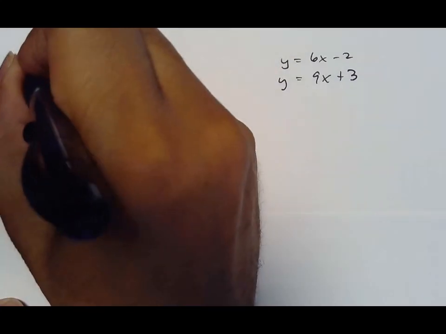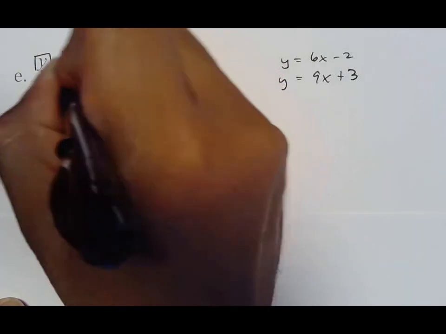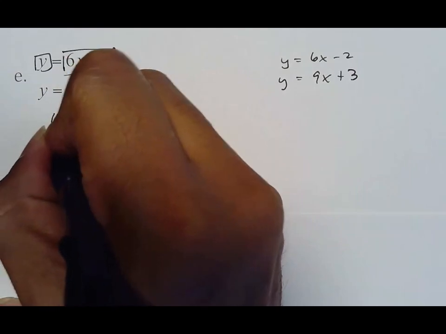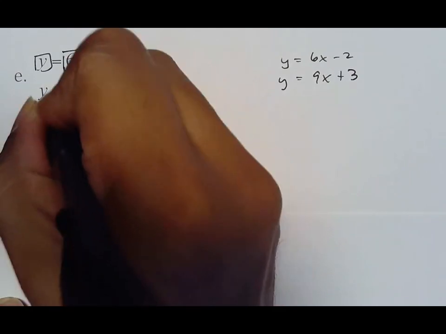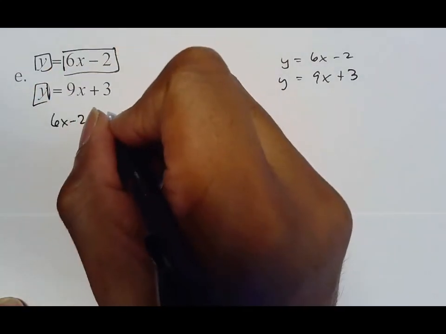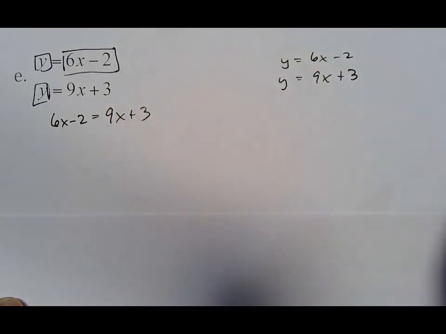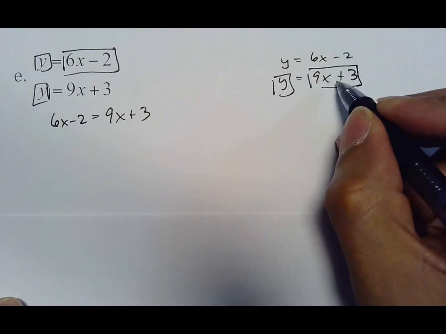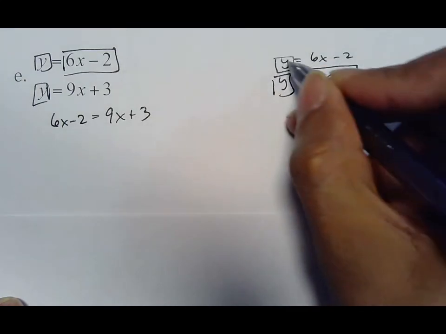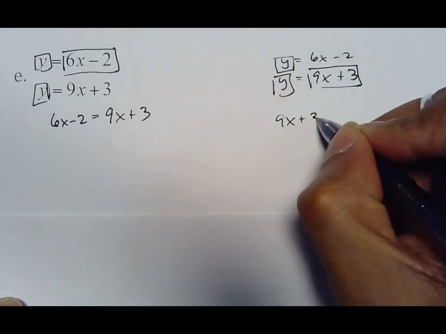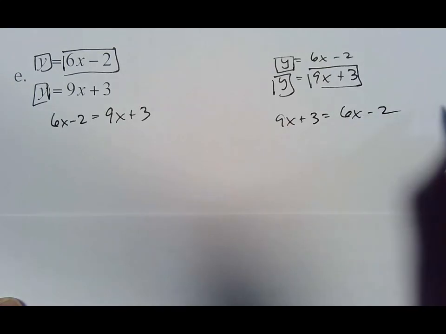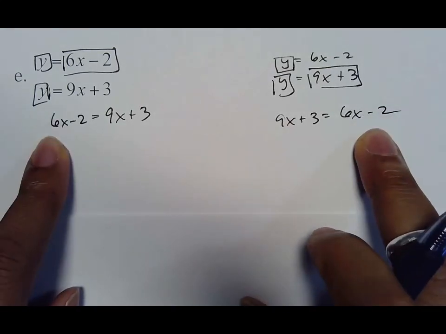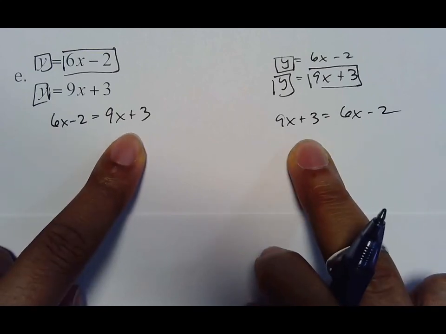But yes, you can substitute for this y and put this over here. I do not need parentheses though, because it'll just be 6x minus 2, because that's where I'm putting it, equals 9x plus 3. Or I could, if I wanted to, take this and put it up here, which would put 9x plus 3 in for that y, equals 6x minus 2. Aren't these both the same thing? Because it's just 6x minus 2 on the right, 9x plus 3 on the left.